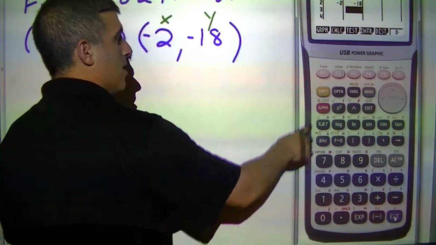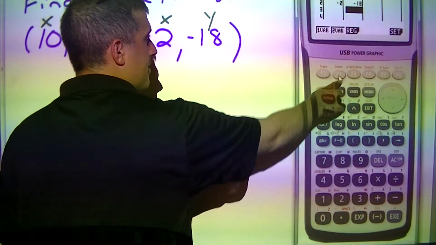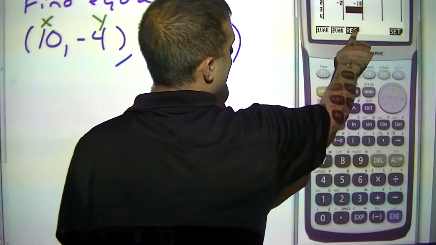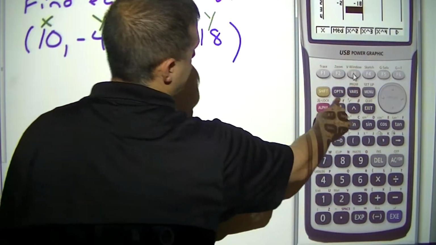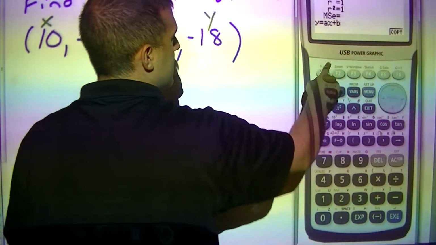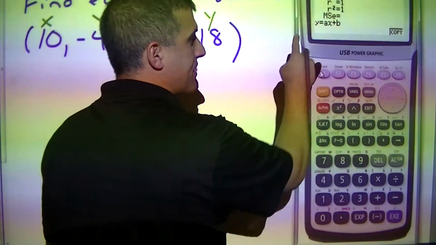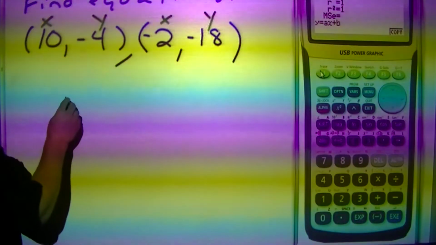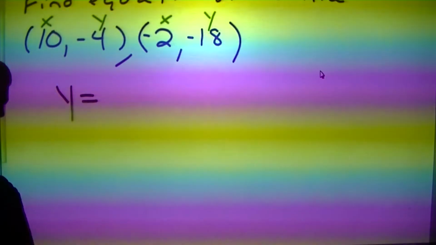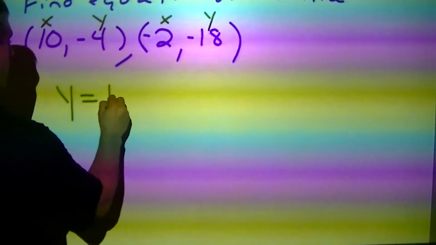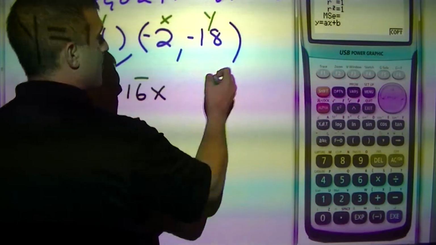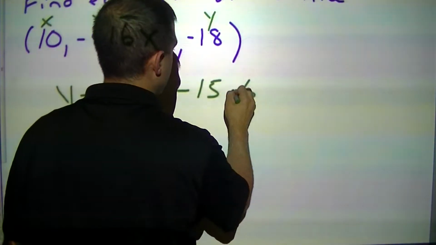Now, what I want to do is go to calculate. Since I'm figuring out a line, that's for stats. I want to do the regression, which is F3. I want to do the line. Now you're going to have one extra button. You'll have to hit an AX plus B. So here's what this means. This is going to be y equals 1.16 repeating x, minus 15.6 repeating.